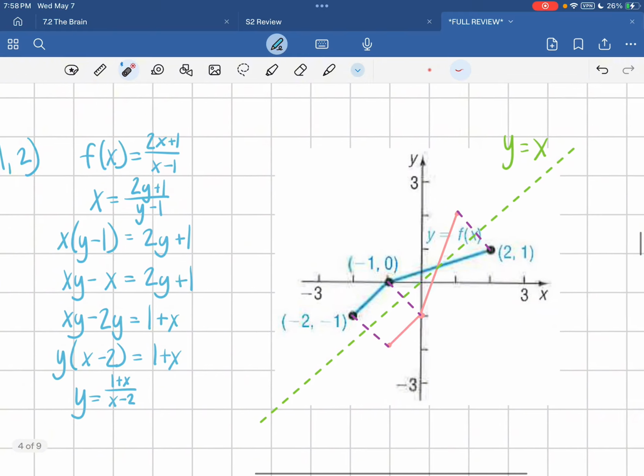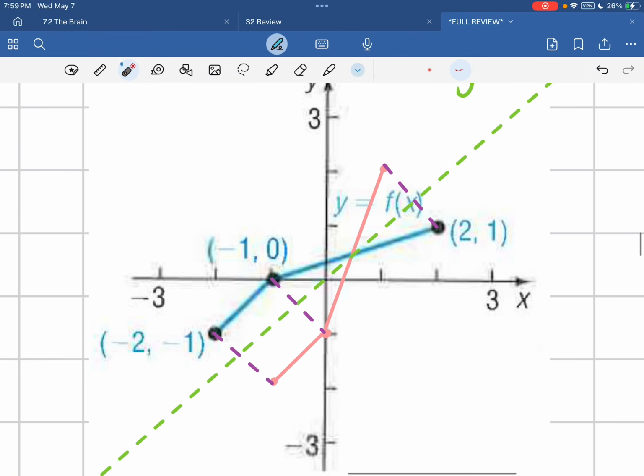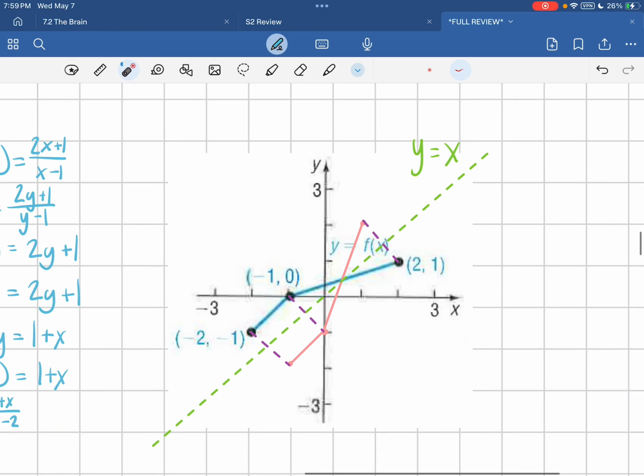And then if you're given a graph, for example, you'd have point 2, 1. So instead you'd graph 1, 2 here. You have -1, 0, so you'd graph 0, -1. And then you have -2, -1, so you'd graph -1, -2. All of your inverse graphs will follow this line of y equals x. It'll flip across. That's what those purple lines are.